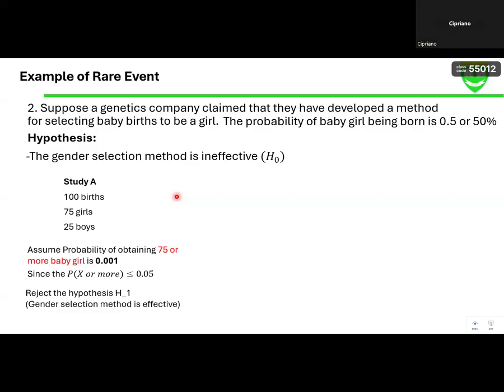The probability of getting 75 or more baby girls is very, very low. It's less than 0.05. So getting 75 is a rare event, yes or no? Yes, it's a rare event.